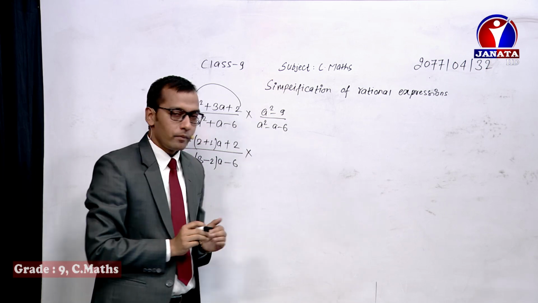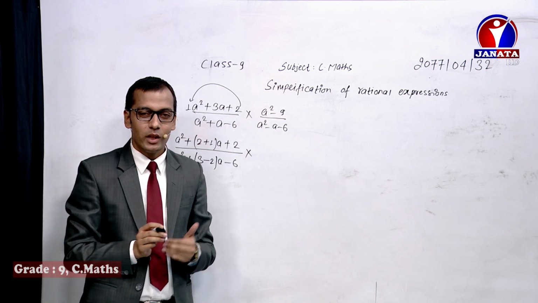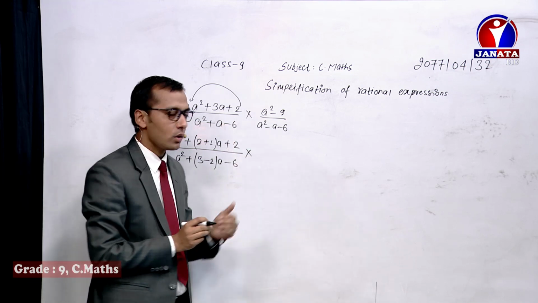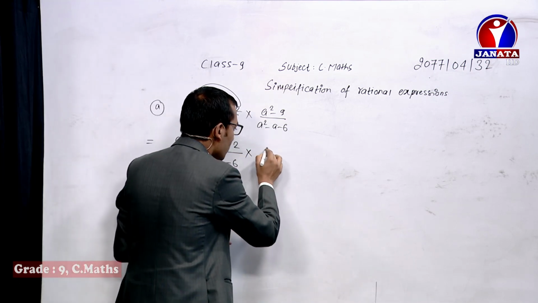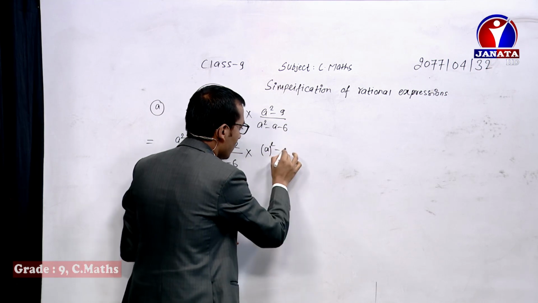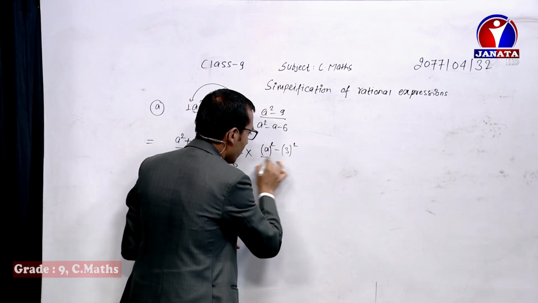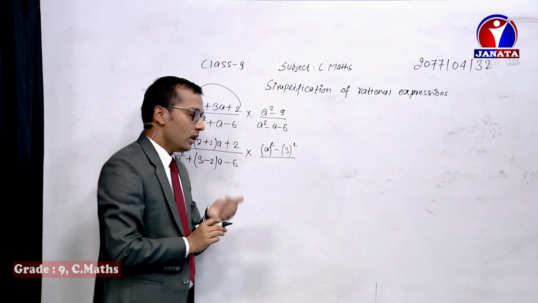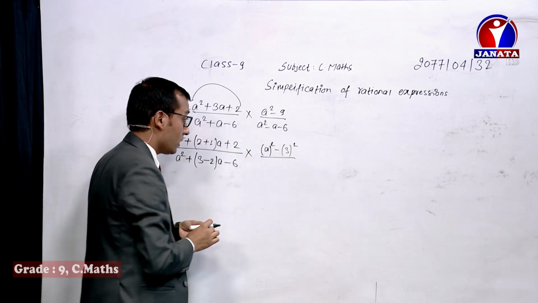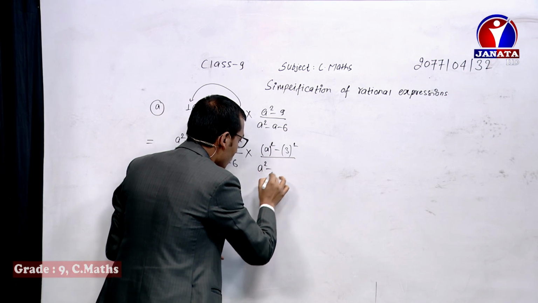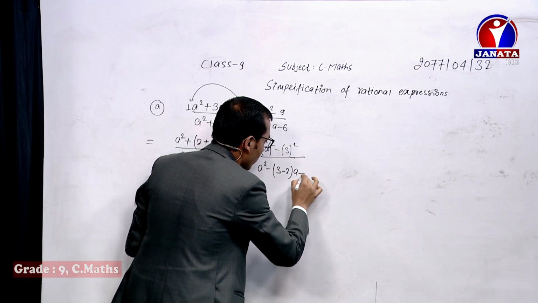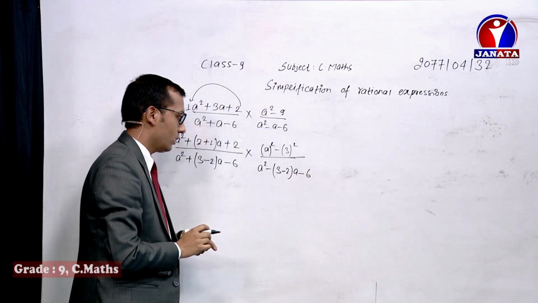we can see here a square minus 9. We can easily factorize it by converting this into a square minus b square form. So a square minus 9 is a square minus 3 square, over, again we need to factorize a square minus a minus 6. So a square minus 3 minus 2 times a minus 6.